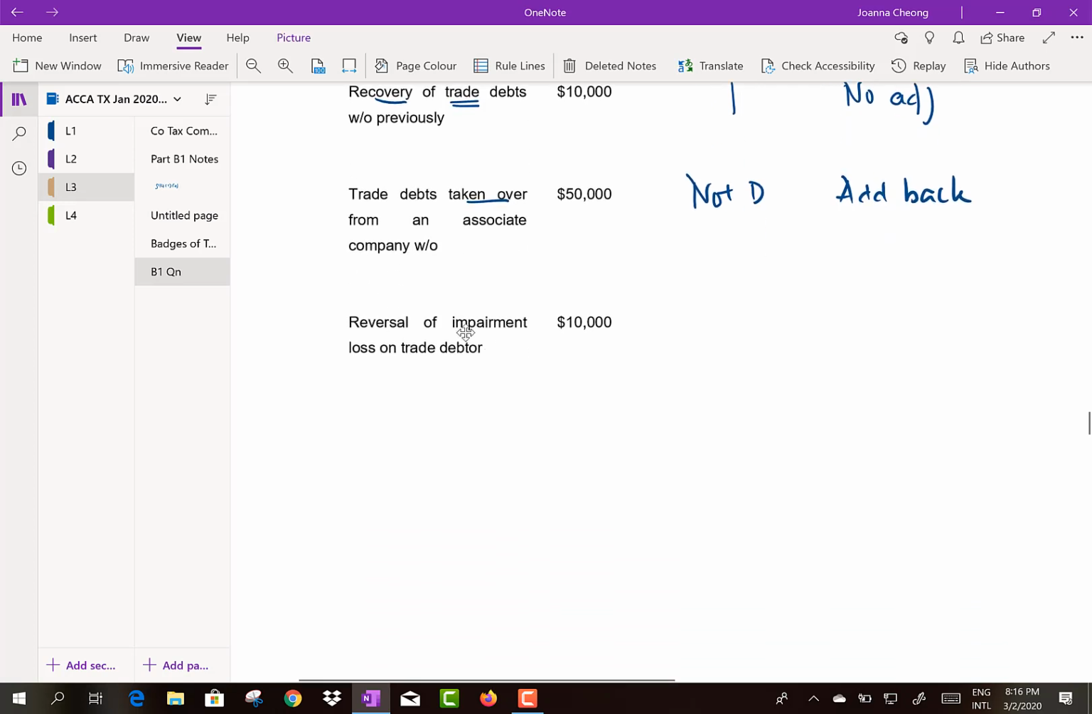Now, reversal of impairment loss on trade debtor. Is it an expense or is it an income? It's an income reversal. It is like a deemed income, right? Alright, so it's taxable because it's on a revenue account. So is there any adjustment that you need to make? No adjustment. So that is about it.